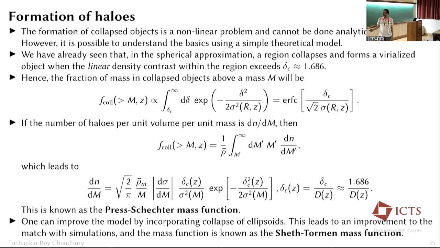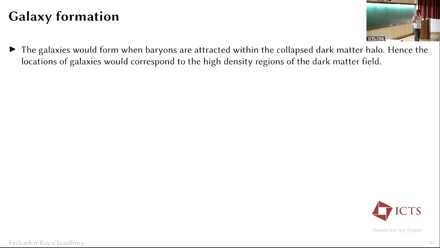What I showed here is a very simple way of calculating things, but people have done much more sophisticated calculations using random walks and barrier crossing. Again, this word features very often in these calculations: excursion sets. But I'm not doing that. The galaxy formation, which happens inside the halos, I'm not going to give you any details.